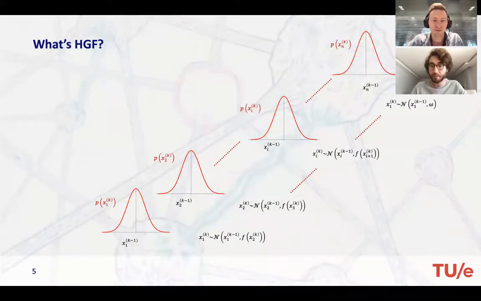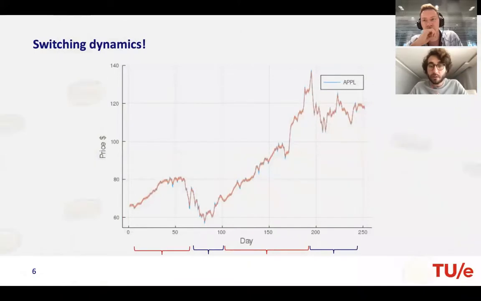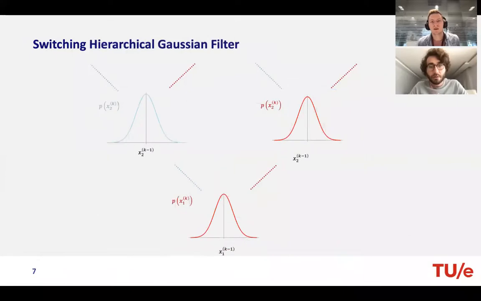Oh, I see. But Albert, to me, it looks like the signal you're trying to model has more than one dynamic. So it seems like the data generating process is switching its dynamics. So maybe we can do something smarter. Maybe we can introduce switching dynamics to the HGF. Indeed, yeah, I think we can do that.